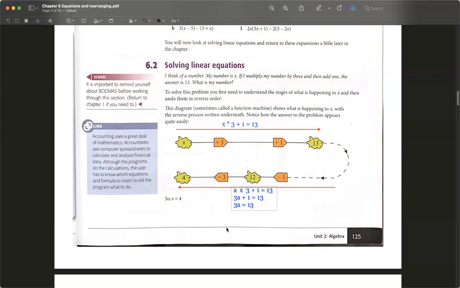I move it using the bubble method here. This positive 1 moves over and becomes negative 1. 3a is equal to 12. So three apples equal $12, so 1 apple is equal to $12 divided by 3. So a is equal to 4. Each apple is $4 here.